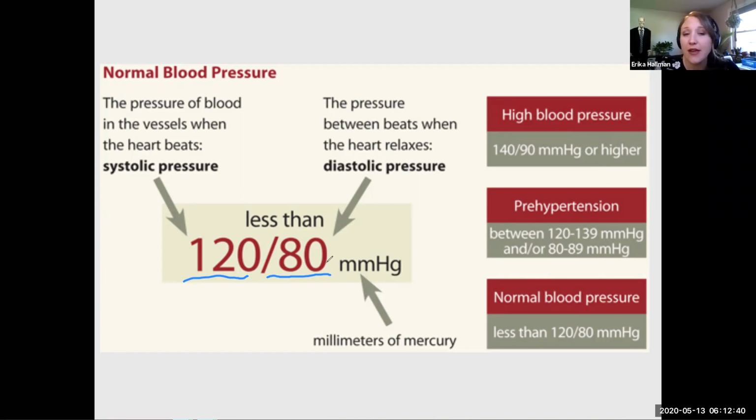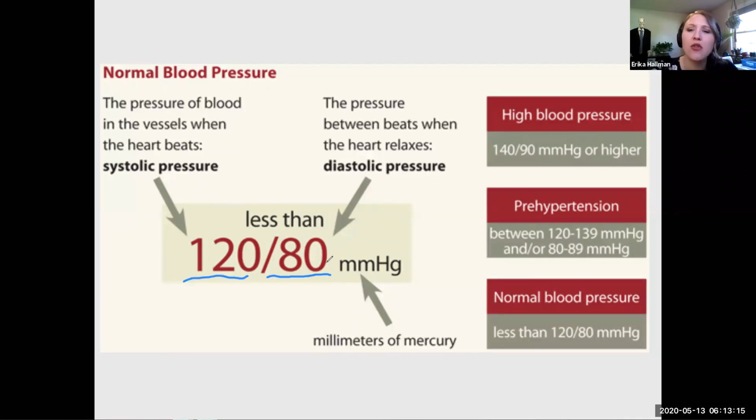The 120, or the numerator of that fraction, is going to refer to the systolic pressure. Essentially what that is measuring is the amount of pressure, measured in millimeters of mercury, that would allow the blood to be pumped through the body. The 80 millimeters of mercury is going to be the pressure that is found in the arteries between the beats of the heart. So this would be when that heart is resting and refilling with blood. So that's going to be that 80 mmHg.